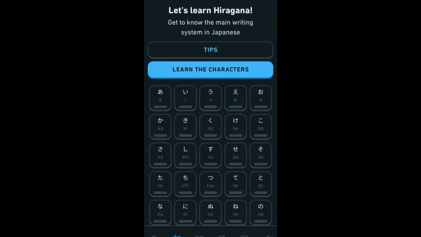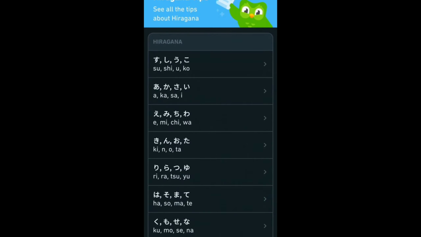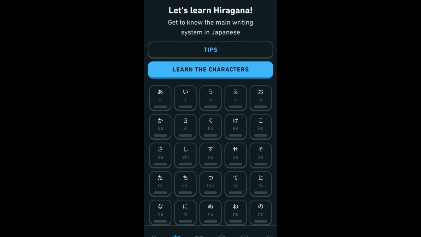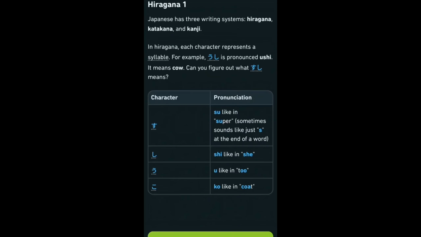So if you can see now, this is the hiragana. So our first lesson, we're probably going to start with su, shi, u, and ko. So we already know u. I think some of us may know the others, but this is hiragana number 1.